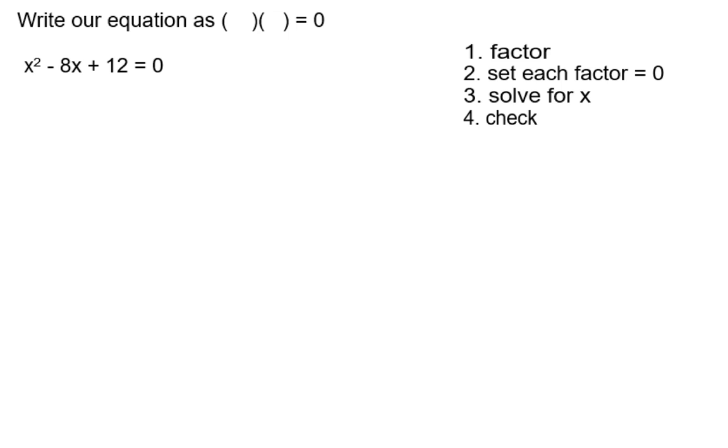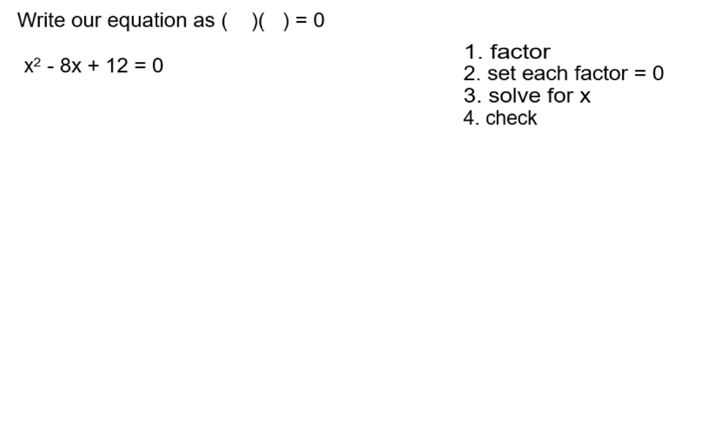We know that what we see here, x squared minus 8x plus 12 equals 0, is a quadratic equation. We know it's quadratic because of the x squared. And in order to solve this, we want to factor it. We want to get this as two things multiplied together to equal 0, and then we can set each of those things equal to 0, solve for x, and then check if we need to. So we've done this one before.